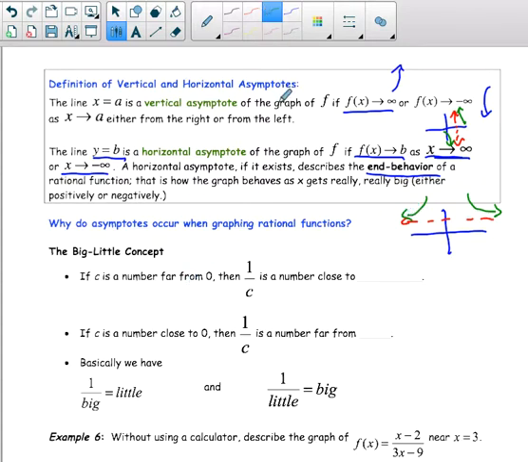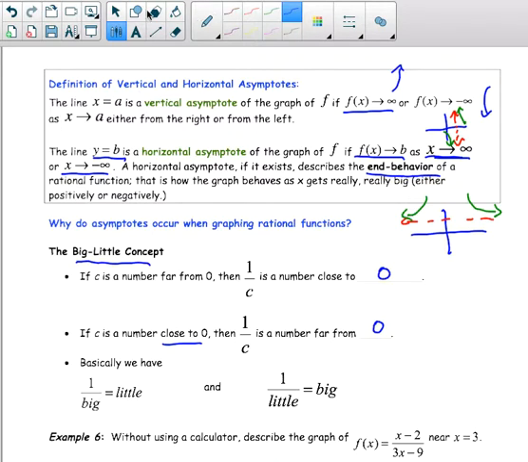Okay, why do we get asymptotes in rational functions? So this is what I call the big little concept. Here it is. Okay, if c is a number far from 0, that's big, right? Then 1 over c is a number close to 0, right? So if we take 1 and we divide it by a really big number, we get something close to 0. If c is a number close to 0, like 0.01, 0.001, 0.0001, then 1 over c, like think of 1 over 0.0001 or 0.01, that's going to be a really big number. So it's going to be far from 0.